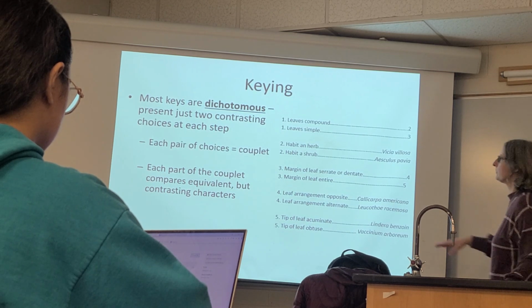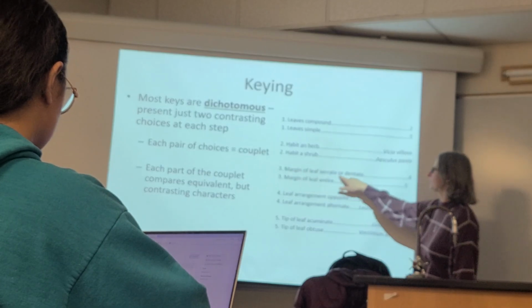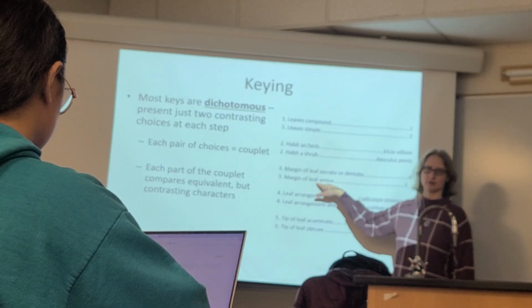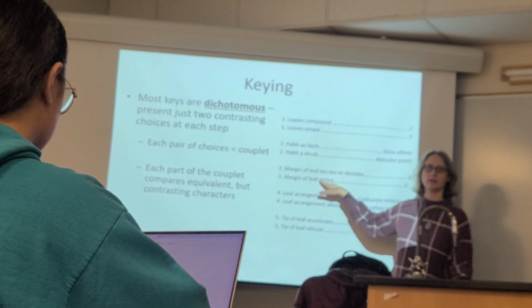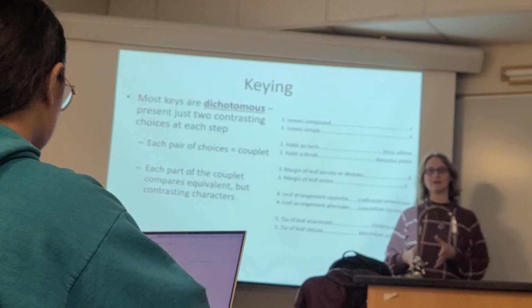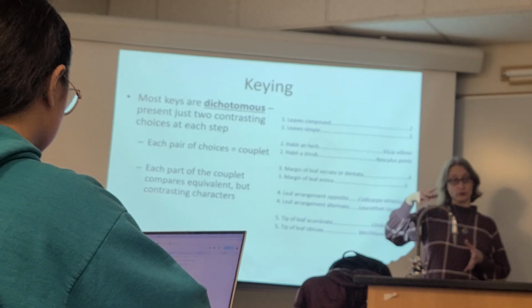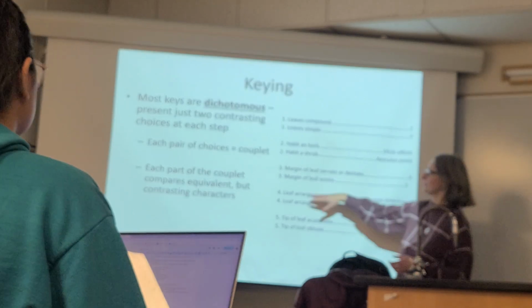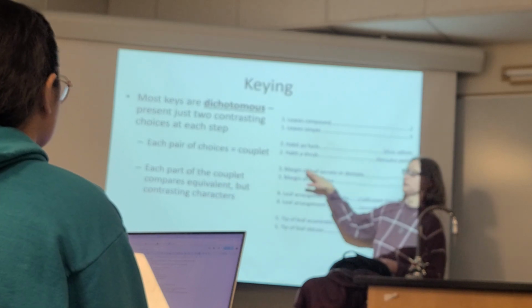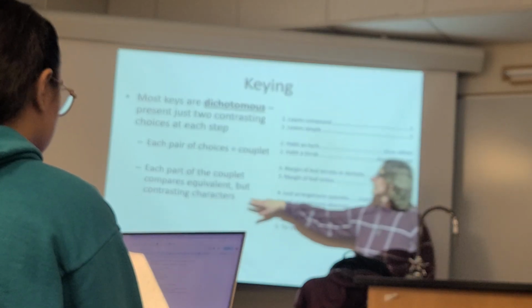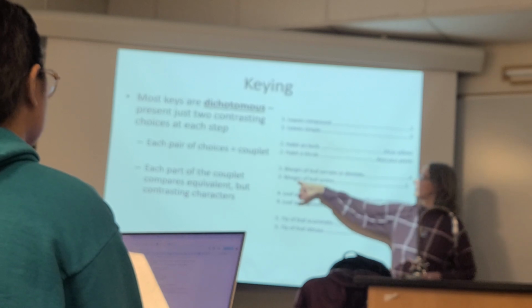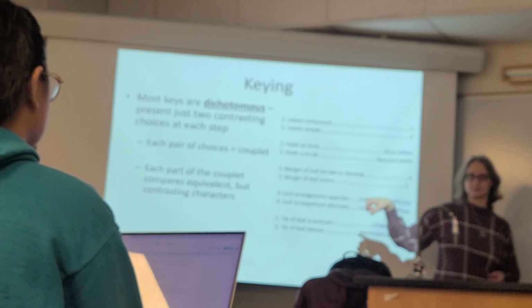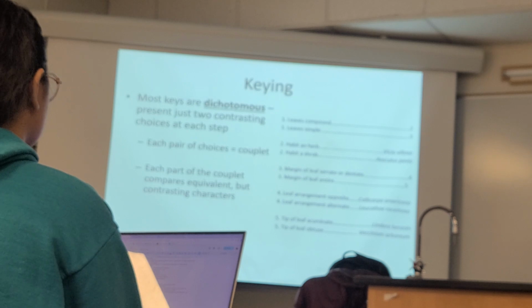You don't have one part of the couplet here saying the margin of the leaf is this and the flower is this. Why are we talking about flowers? We were just talking about the leaf. You need to always be looking at the leaf. That subject should be the same for both of the choices in that couplet. So that's what it means by it's comparing equivalent, margin of leaf, but contrasting characters. The margin of this leaf is either serrate or dentate. The margin of these leaves are entire. Okay? So that's why they're contrasting.